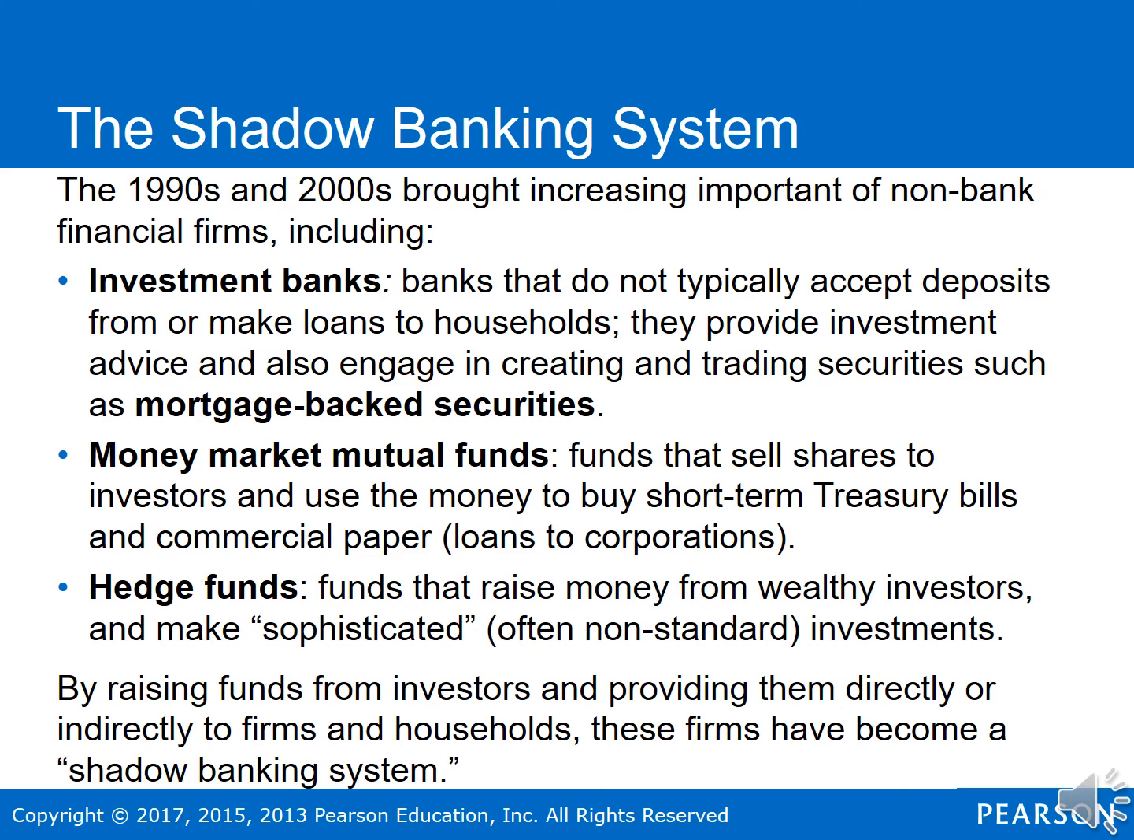Since the 1990s and into the 2000s, there was an increasing importance of non-bank financial firms to the financial system. So rather than the typical commercial banks that we've talked about before, investment banks like Morgan Stanley, for instance, began to become a more important player in the financial system. So for these investment banks, rather than being like a normal commercial bank, accepting deposits and making loans directly to households, they operate differently. So what investment banks do is provide advice to firms issuing stocks and bonds, or that are considering mergers or acquisitions with other companies.